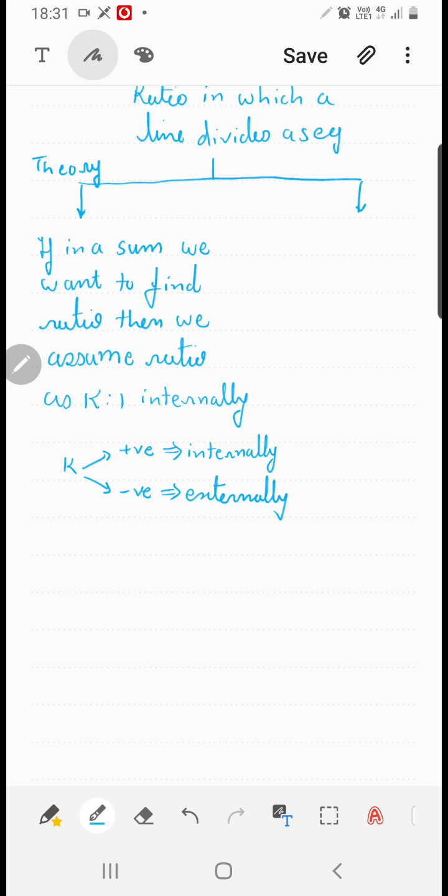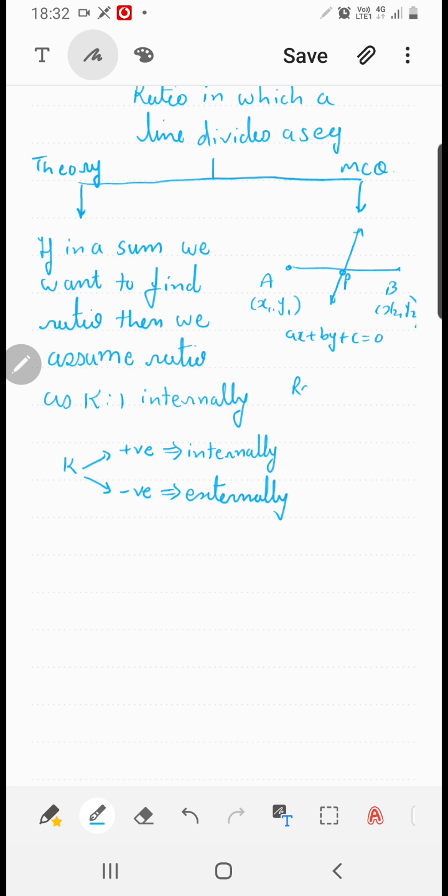Okay. Now what about MCQ? Now this is where there is one simple shortcut available, which is actually the extension of this process only. In the question, they will give us 2 points, let us say A (x1, y1) and B (x2, y2). And a line, let's say its equation is ax plus by plus c equal to 0, divides them. And we want to find the ratio.